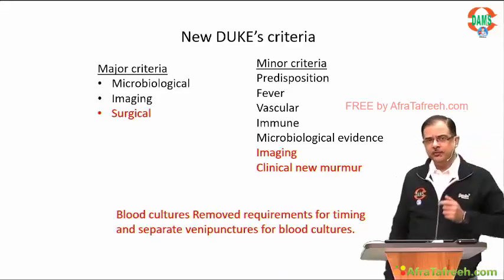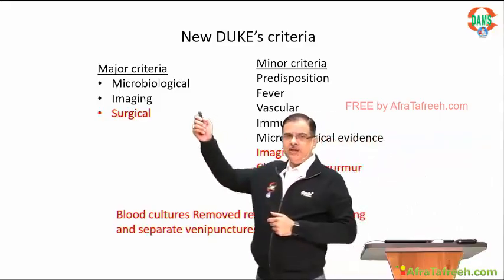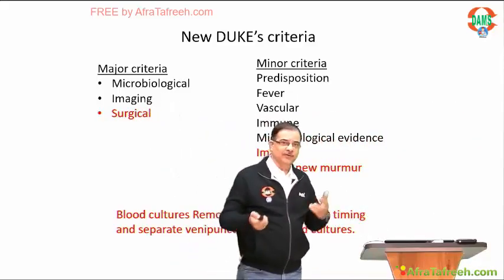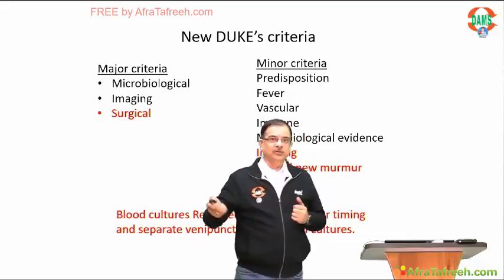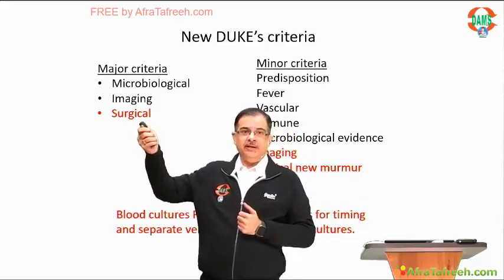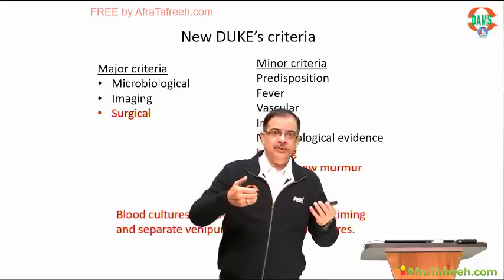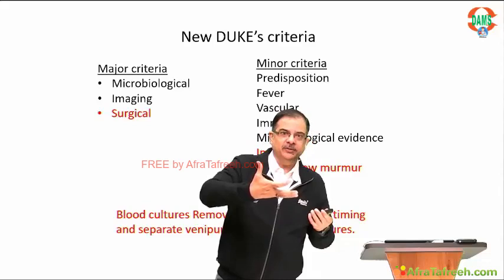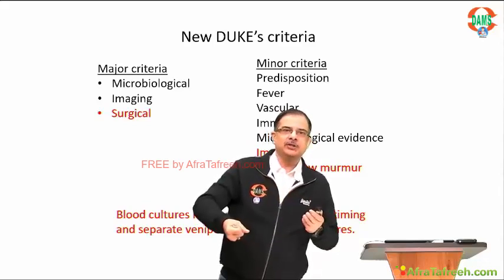So till now we have done key major criteria were microbiological evidence and echocardiographic evidence of infective endocarditis. Now they have added a third major criteria, surgical. So during the surgery, if surgeons see vegetation, that is considered as a major criteria.